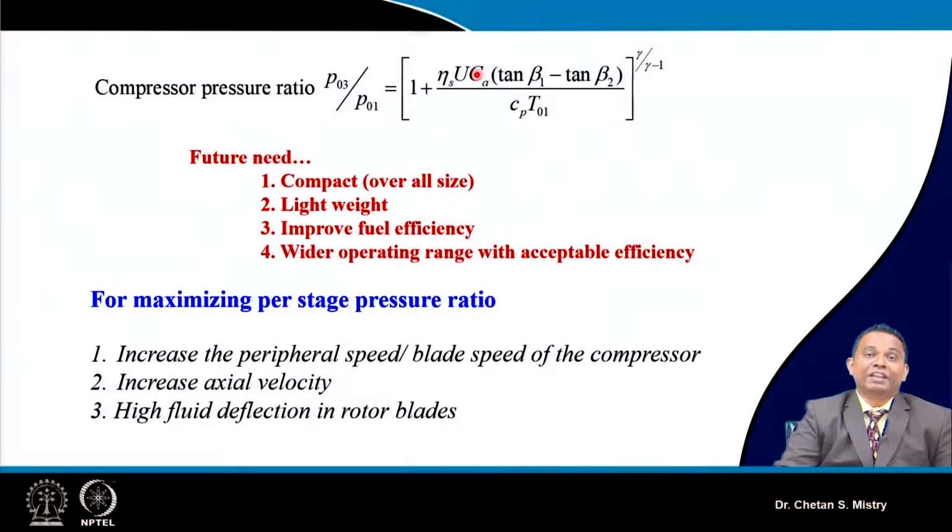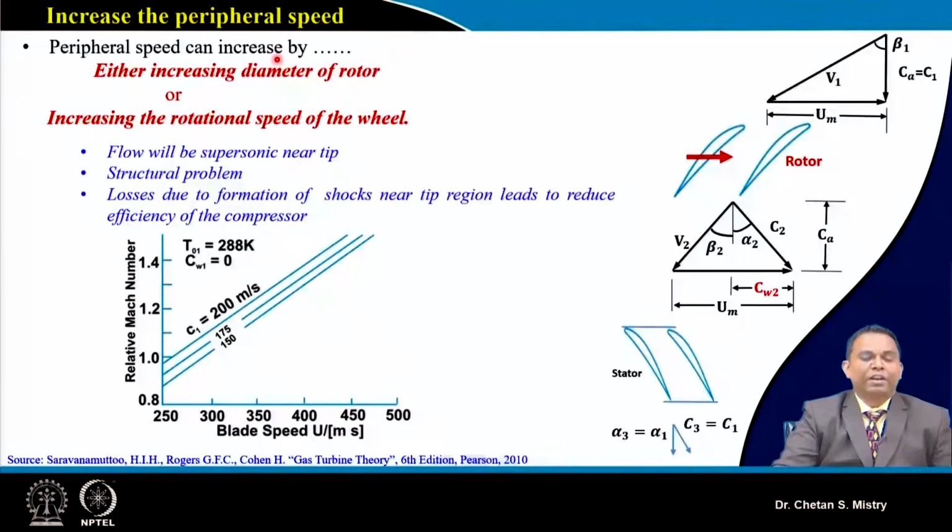Secondly, we can increase the axial velocity. Third, we will be having, say, a high fluid deflection angle for the rotor blades. So by varying these three parameters, we are able to achieve a higher compression ratio. Now let's try to understand them one by one. This is what we have discussed earlier, but today's approach for understanding will be different.